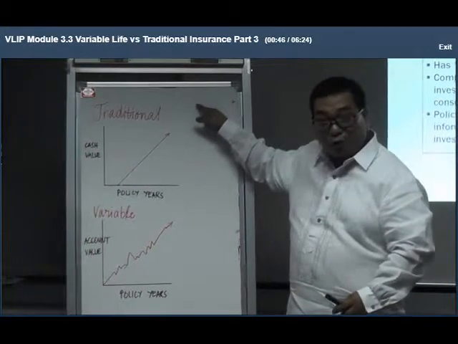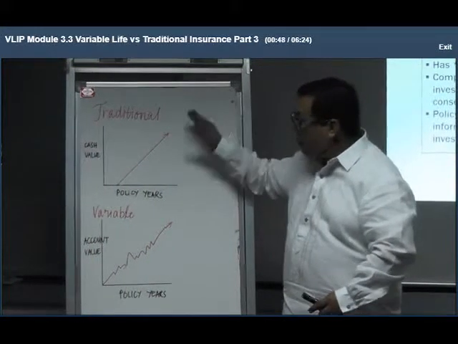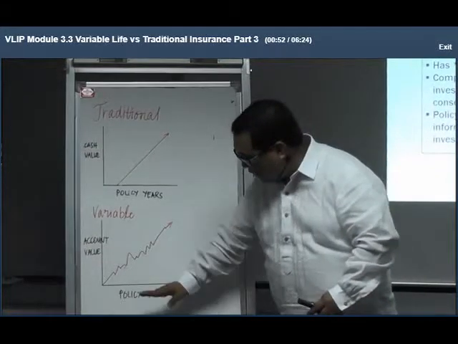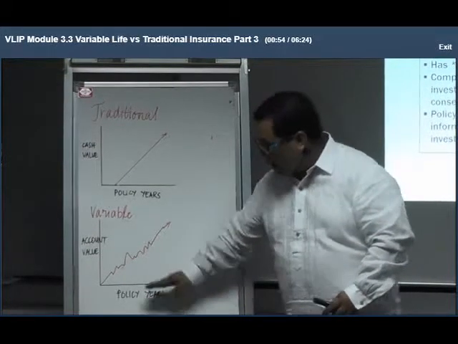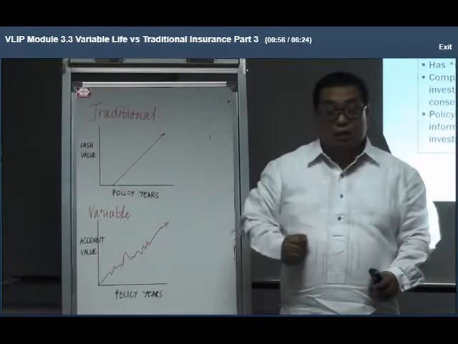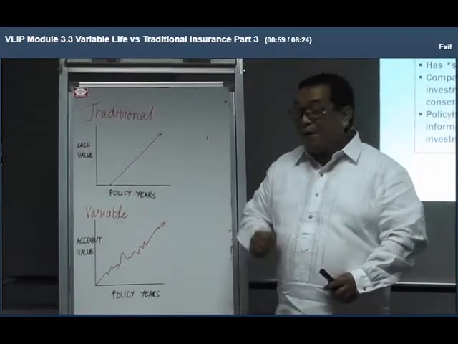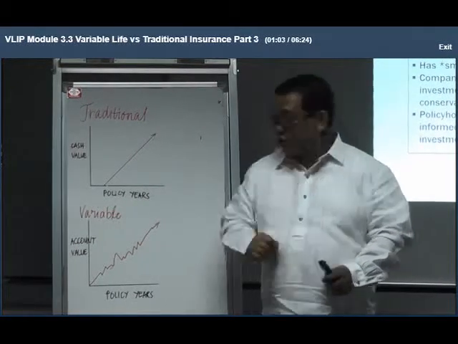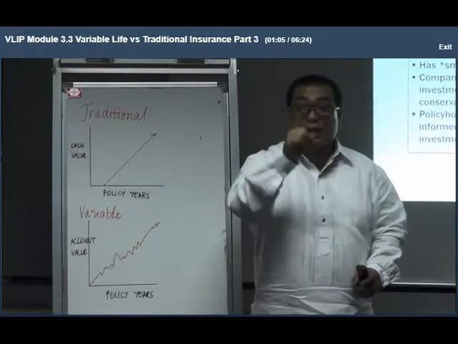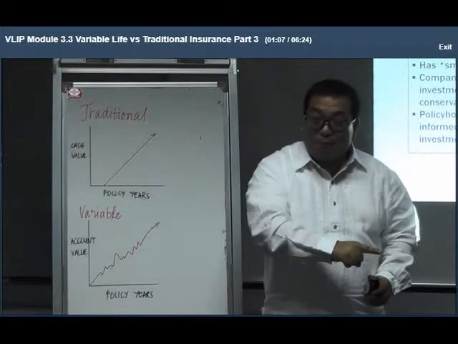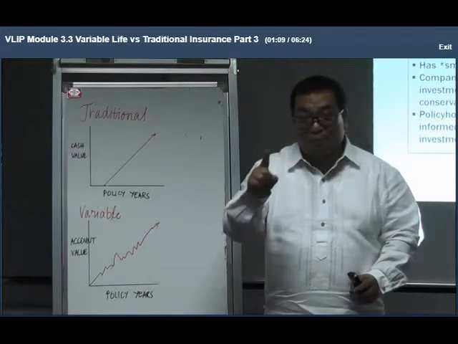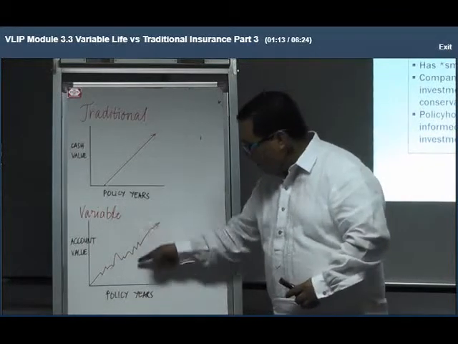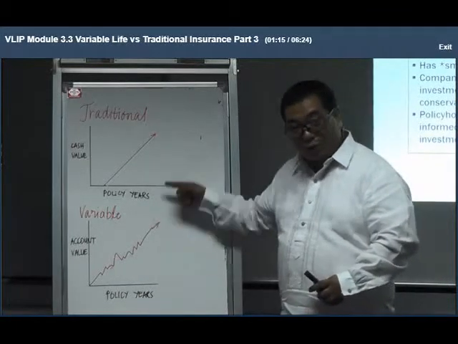And since they are guaranteed to increase every year, the increase is very predictable. It is smooth. Whereas in a variable life insurance policy, on this axis there is the account value and the policy year. Here, there is no such thing as a smoothing effect. Why is that? Because just like what we said earlier, prices of units in a variable life insurance policy can vary from day to day.